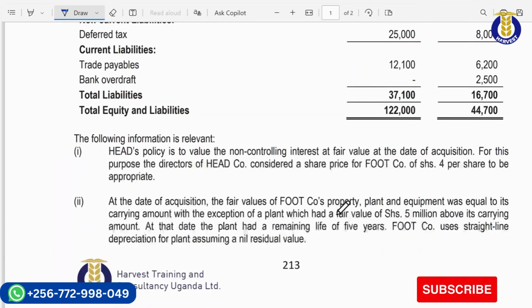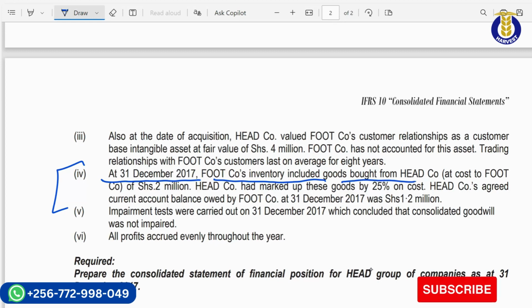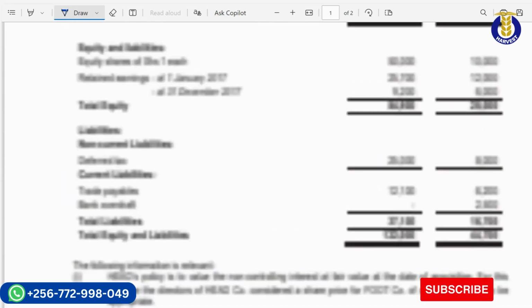Coming back to our question, we see that in note number 4, we are saying that at 31st of December 2017, foot company's inventory included goods bought from head company at a cost to foot company of 2 million. Head company had marked up these goods by 25% on cost. This is the piece of information I need. Allow me to demonstrate what happened there.